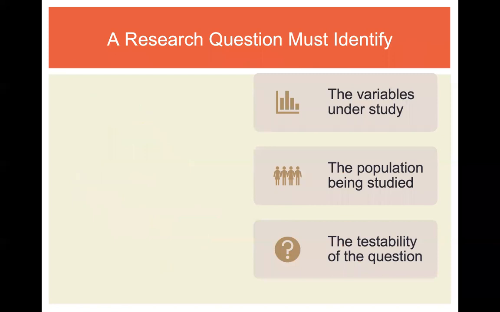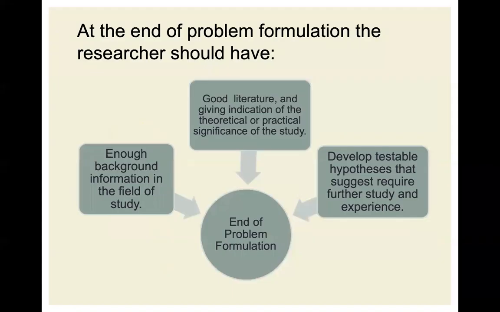So a research question must identify the variables under study, the population being studied, and the testability of the question. At the end of the problem formulation, the researcher should have enough background information in the field, good literature, giving indication of the theoretical or practical significance of the study, and should be able to develop a testable hypothesis, which means an answer to the question.